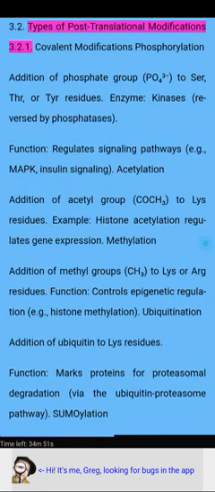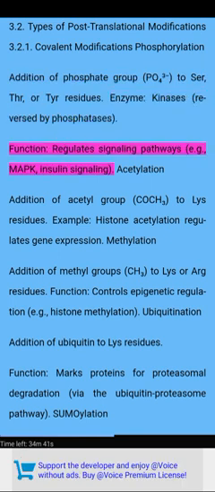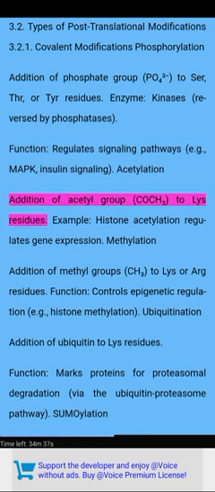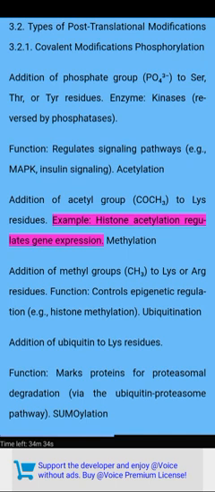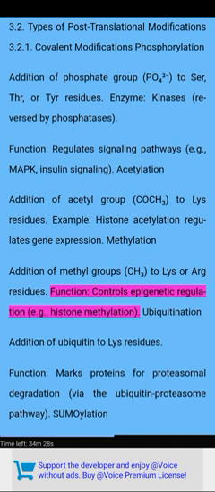3.2. Types of post-translational modifications. 3.2.1. Covalent modifications. Phosphorylation: addition of a phosphate group to serine, threonine, or tyrosine residues. Enzymes: kinases, reversed by phosphatases. Function: regulates signaling pathways, e.g., MAPK, insulin signaling. Acetylation: addition of an acetyl group to lysine residues. Example: histone acetylation regulates gene expression. Methylation: addition of methyl groups to lysine or arginine residues. Function: controls epigenetic regulation, e.g., histone methylation.